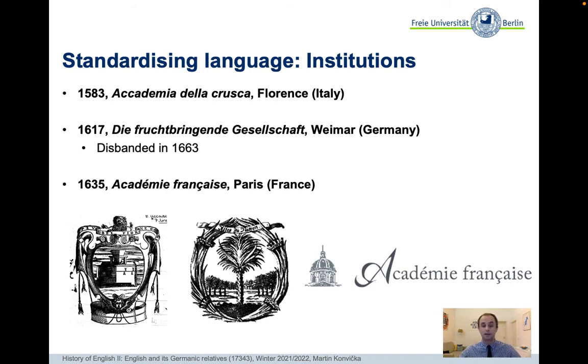This one was disbanded in 1663, but others, such as the famous Académie Française, founded in 1635, was successful, and this is also an institution, an academy that still exists in France and tries to control how the language is used and tries to give people guidelines about what not to use and what to use in their everyday use.